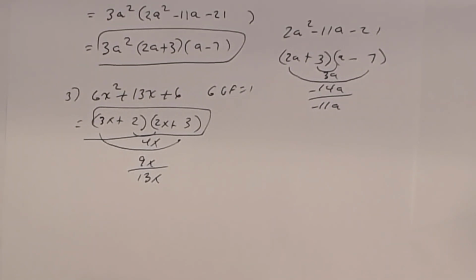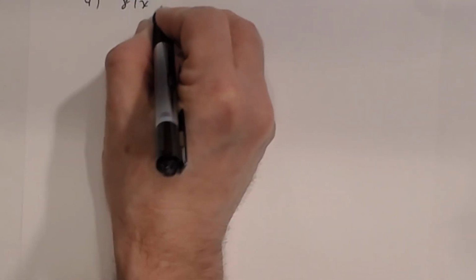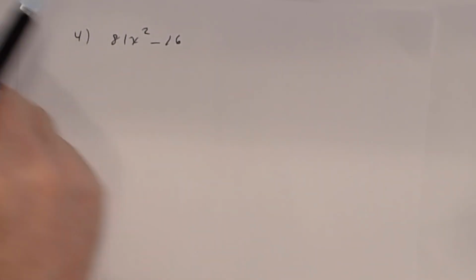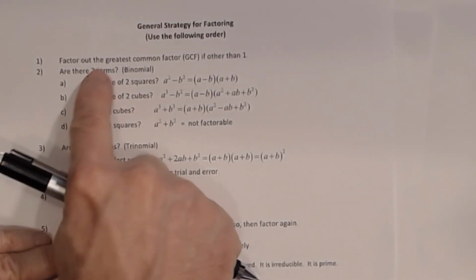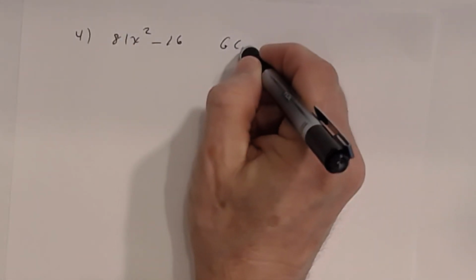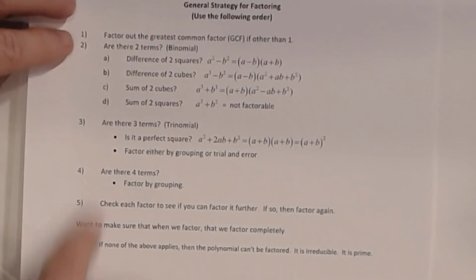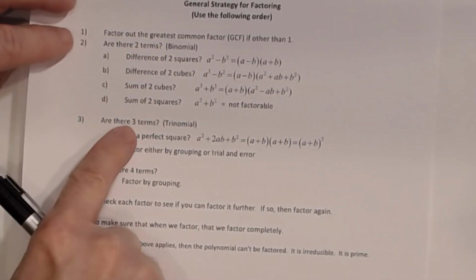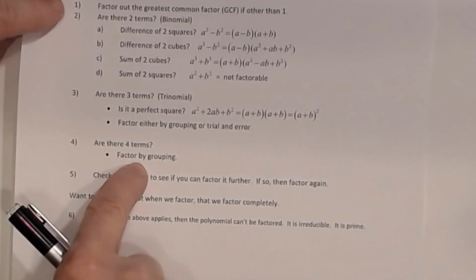So number 4, let's suppose I had this for number 4. Let's do this one. We have 81x squared minus 16. So remember, first thing you do is ask yourself, what's the GCF? Well, the GCF of these 2 terms is 1. Then you ask yourself, how many terms are there? Are there 2? Are there 3? Or are there 4? If there are 4, you're going to try grouping.